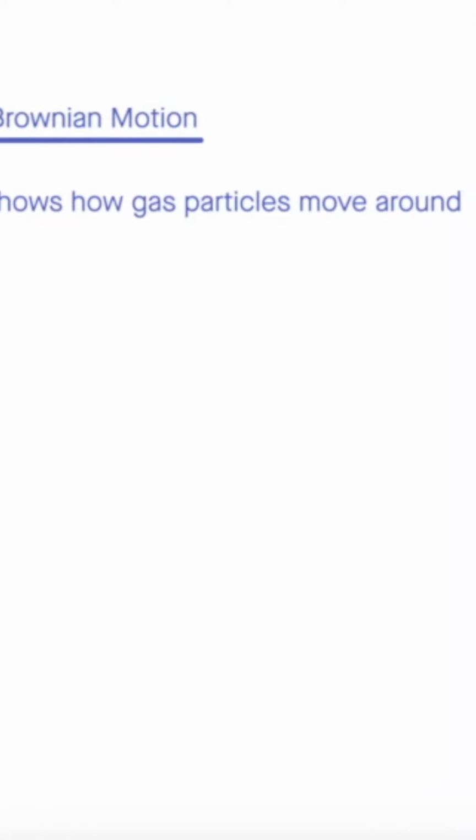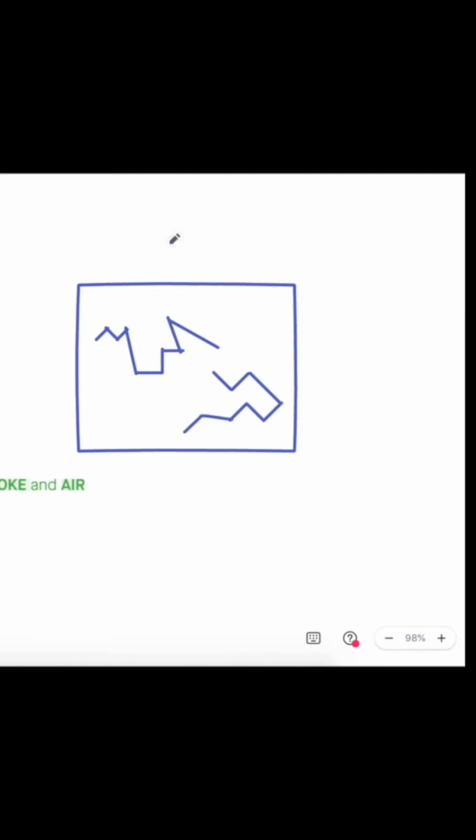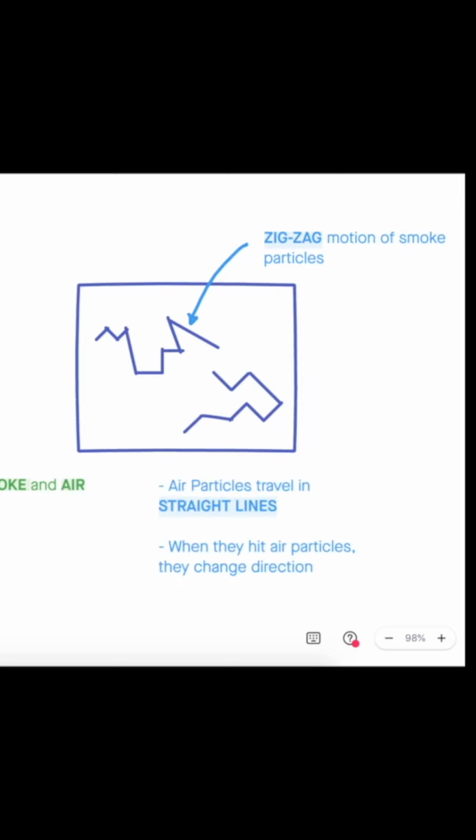Brownian motion is a term used to describe how gas particles move around. It can be observed using a microscope and a cloud chamber containing smoke and air. When looking through the microscope, you would observe zigzag patterns which show smoke particles moving around and colliding with air particles. This shows us that air particles travel in straight lines, and when they collide against any other particles, they change directions.